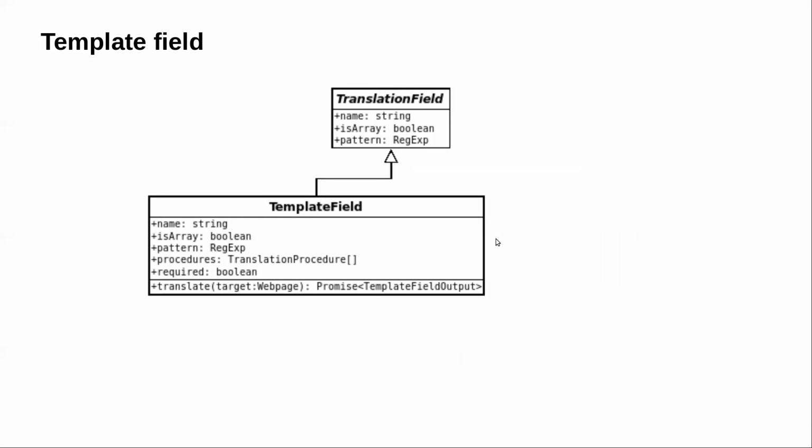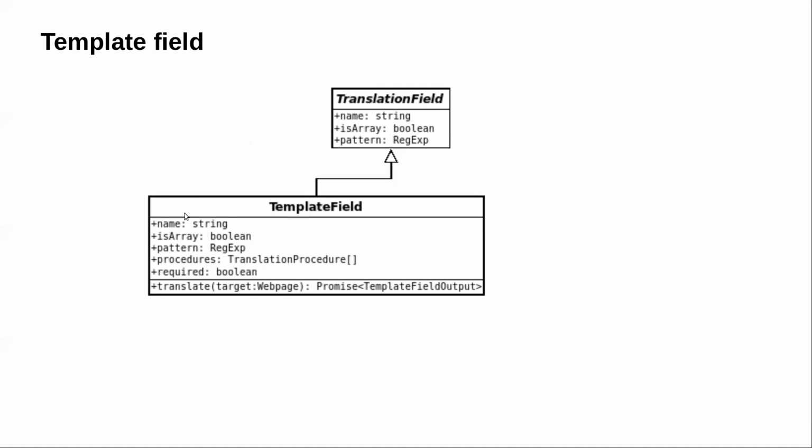Remember that the procedures were not loose in the template. They were grouped into template fields. You could have one or more procedures within each template field. The template field class is derived from the translation field class because we will also use this. We will also use fields in the test configuration, which we have not explained because it's not implemented yet.